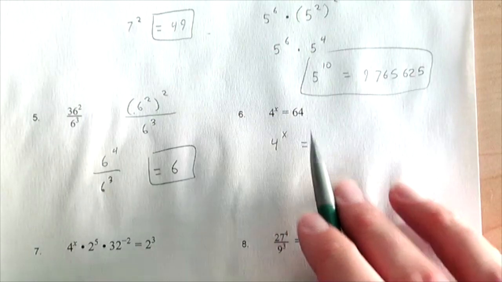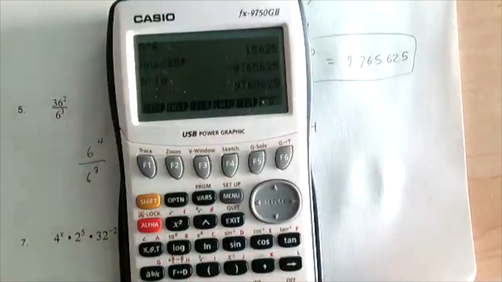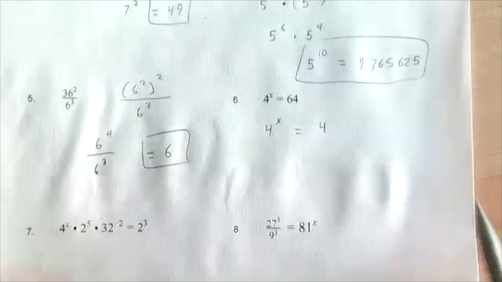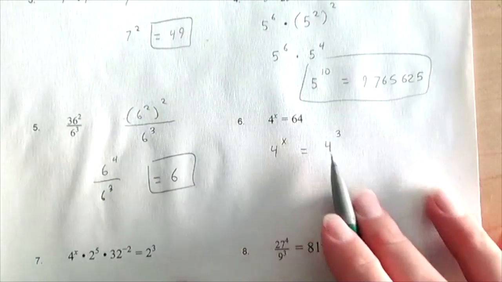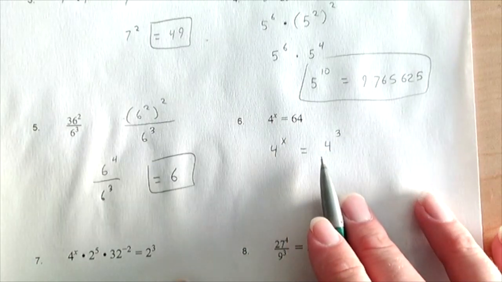Let's turn 64 into 4 to some power, right? And I gave you that power chart before, which is useful, but you could try 4 times 4, doesn't work, times 4. And you'll see that 4 to the third power is the same thing as 64, right? So this and this are equivalent.